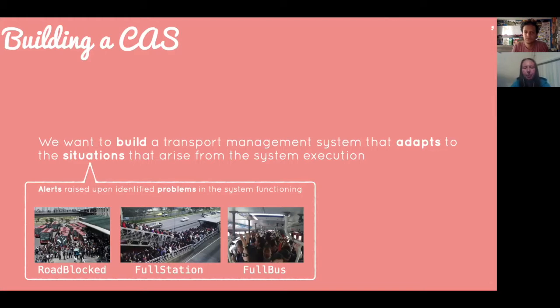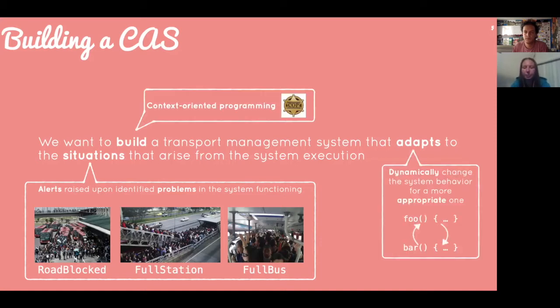So for example, the examples we use in the presentation are if there's a road blockage, if the station is up to its full capacity and can't take any more passengers, or if a bus is full up to the capacity and can't take any more passengers. To build the system, we use context-oriented programming, and in the rest of the presentation we illustrate how COP entities, tools and techniques are used to address the five questions that we discussed a few slides ago.